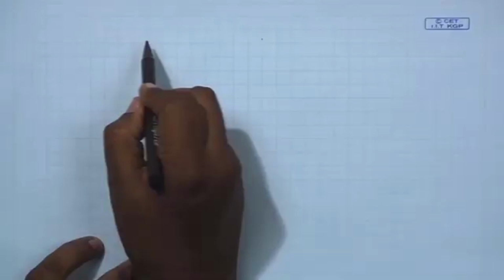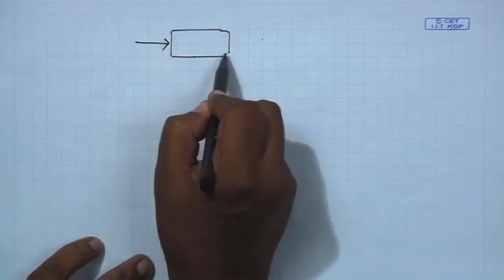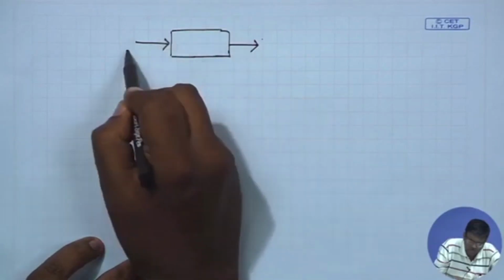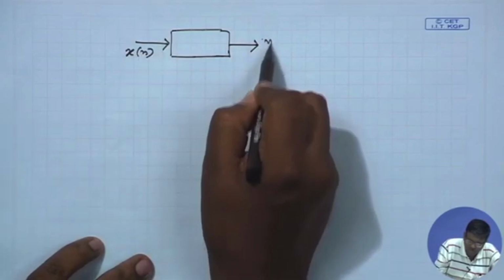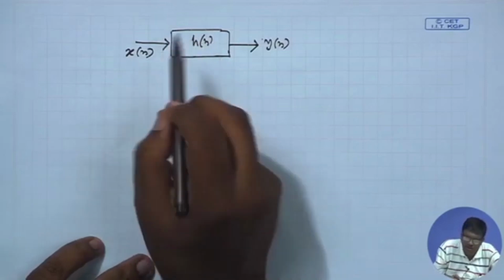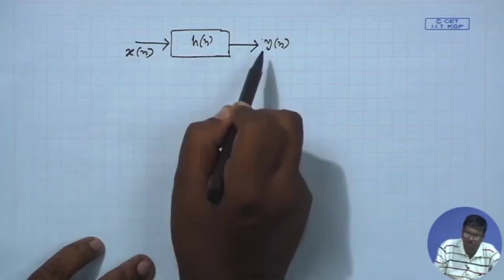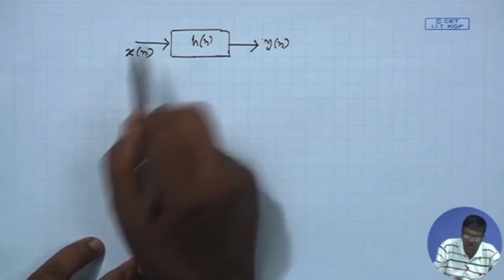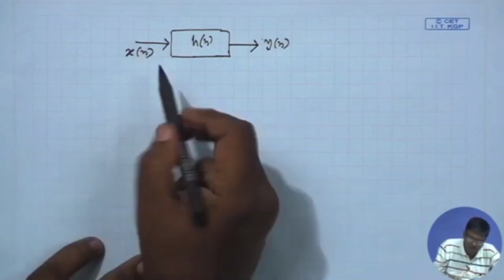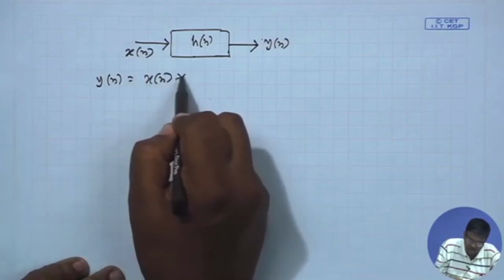So, we have been considering convolution. Now, consider a system that is linear and shift invariant, and therefore is characterized by its unit sample response. So, for any input x n, the output will be a convolution between x and h, or equivalently h and x. This is given.